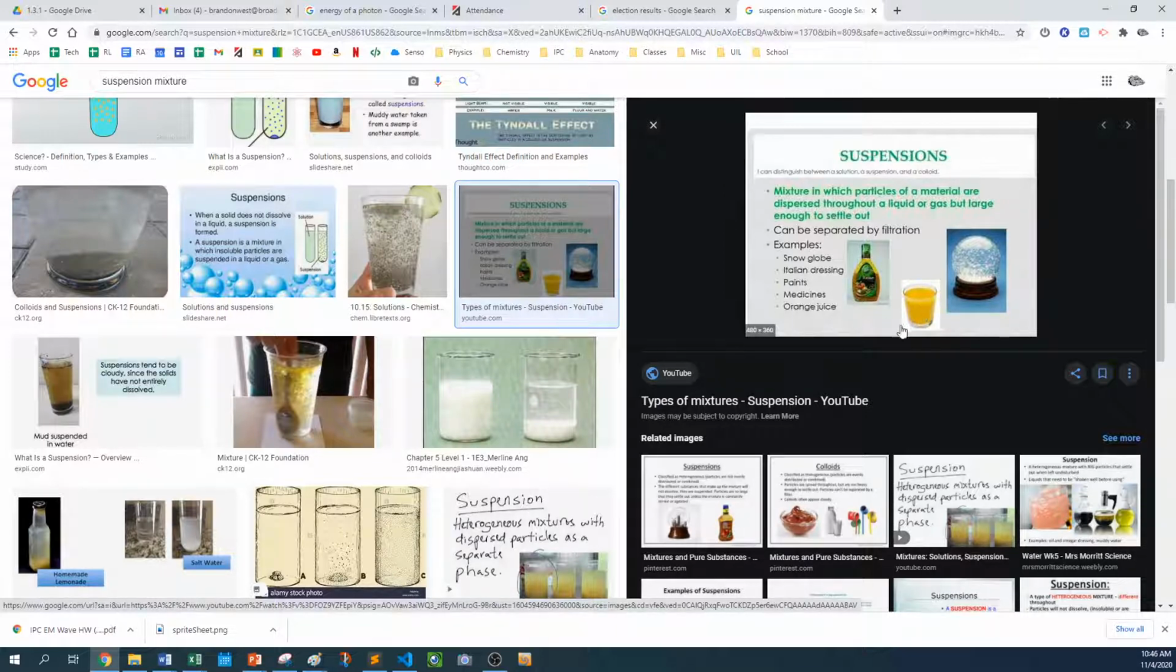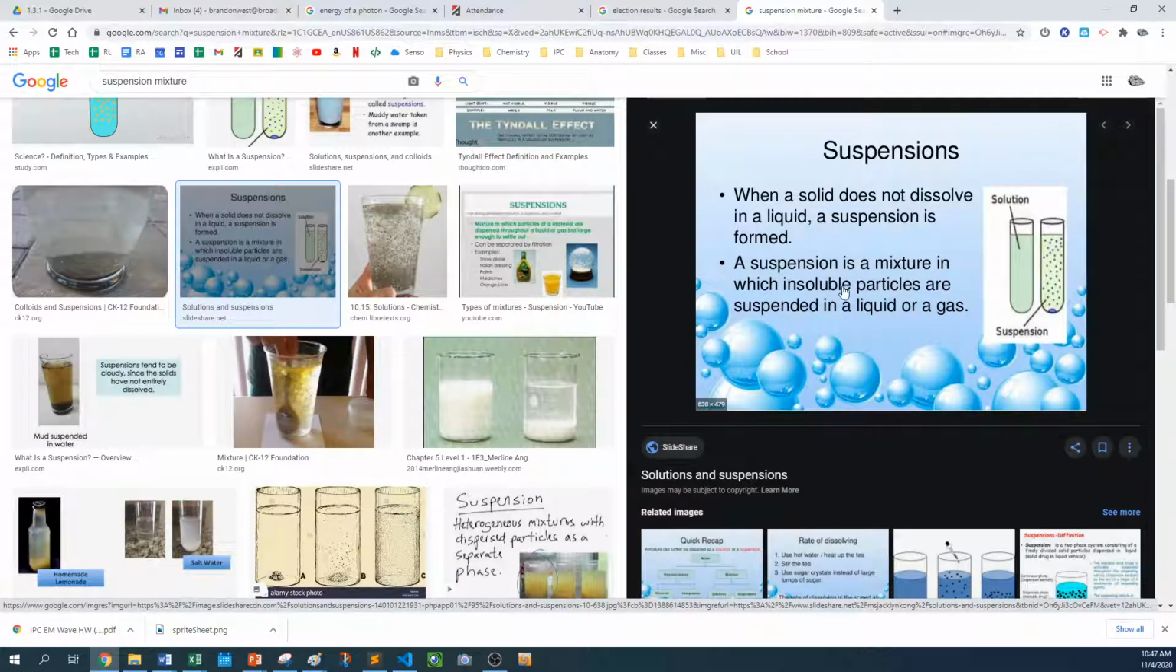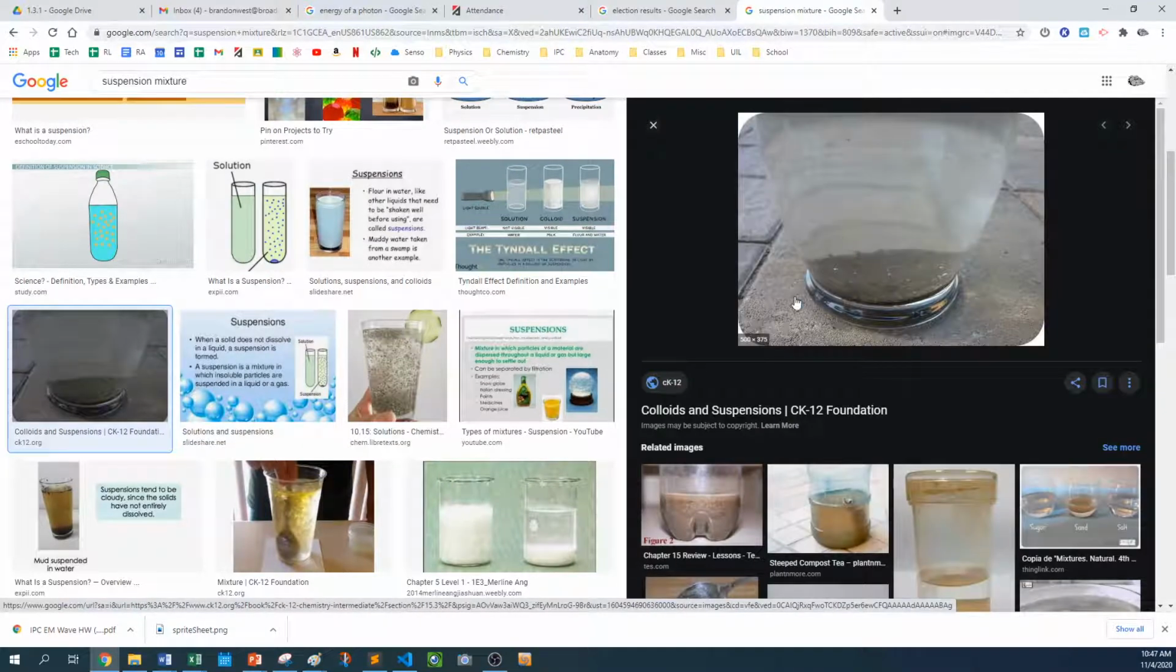A lot of medicines, a lot of paints. Paints usually have some pigment in it. That pigment doesn't dissolve. A snow globe, when you shake it up, the snow, whatever that material is, doesn't dissolve. So a suspension is where the material doesn't dissolve into it. So that's another reason why a colloid isn't considered a true solution, because the particles aren't dissolved into the material. So a suspension is a mixture in which insoluble particles are suspended in it. They will eventually settle out.